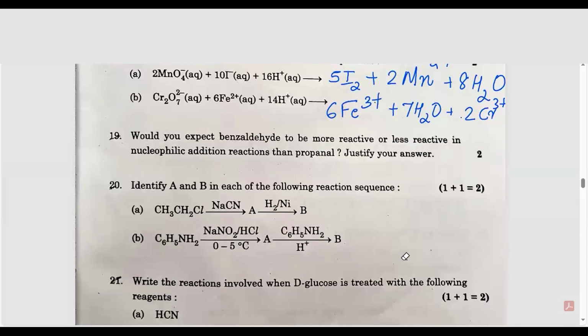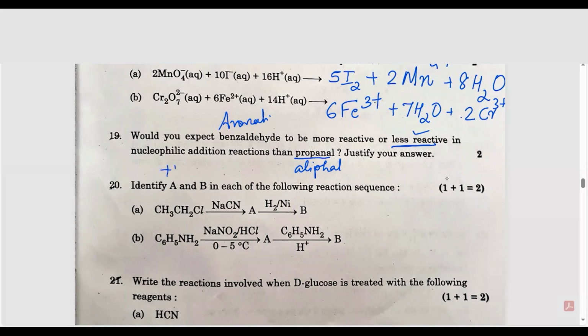Would you expect benzaldehyde to be more reactive or less reactive in nucleophilic addition reactions than propanal? Simple question, right? So we have studied aldehydes. Propanal is an aliphatic aldehyde and benzaldehyde is an aromatic aldehyde, right? So aromatic aldehydes are less reactive than what? Aliphatic aldehydes. What is the reason? Because of the plus R effect.